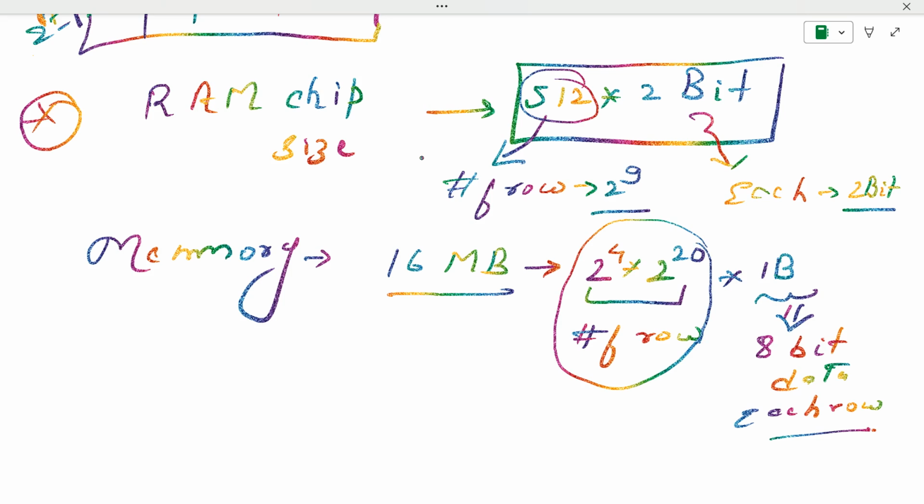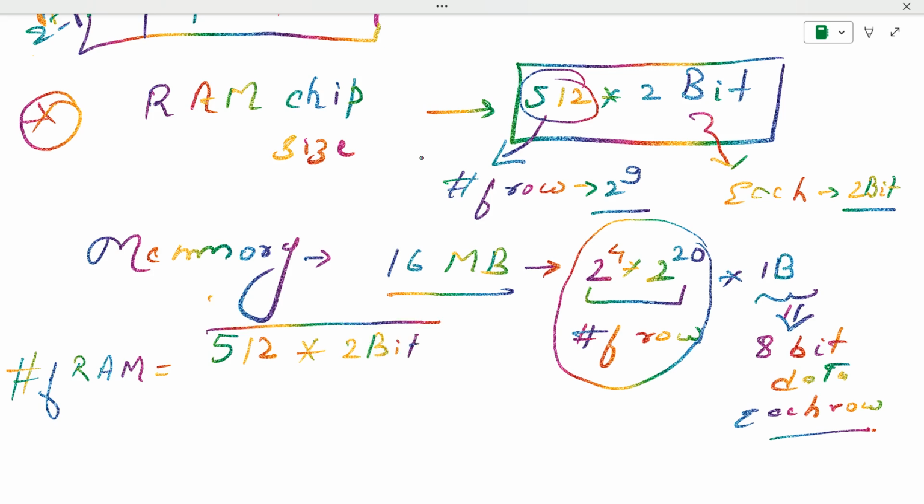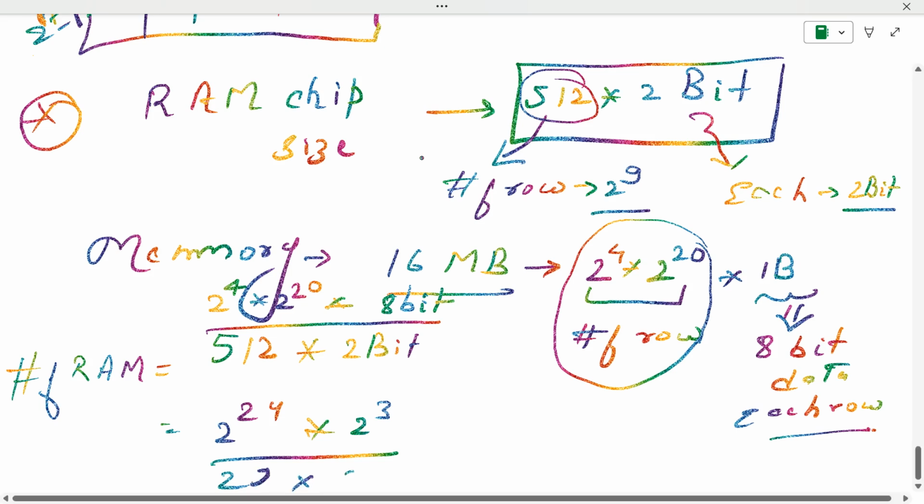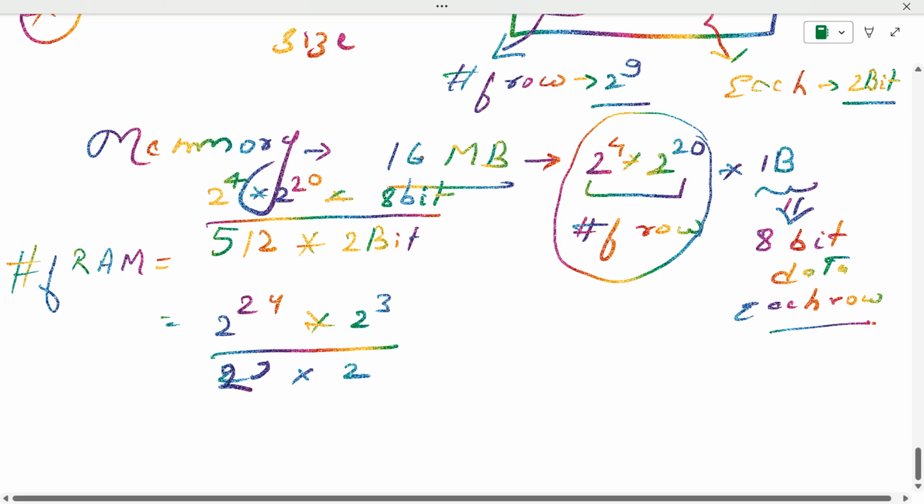Okay, so if we want to calculate the number of RAM required, we can have it like this: 512 is the number of rows for each RAM, and each RAM is holding 2 bit of data. And what we want is 2 raised to the power 4 into 2 raised to the power 20 rows, and each row holding 8 bit of data. So in this way, how many RAM are required? It is something like 2 raised to the power 24 into 2 raised to the power 3 upon 2 raised to the power 9 into 2. Sorry, it is 2 raised to the power 9. Don't read it as 29.